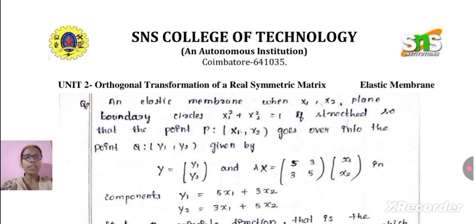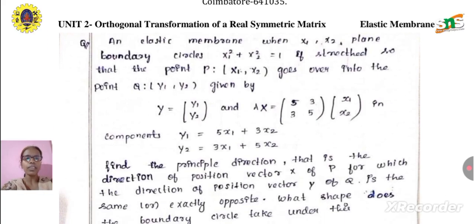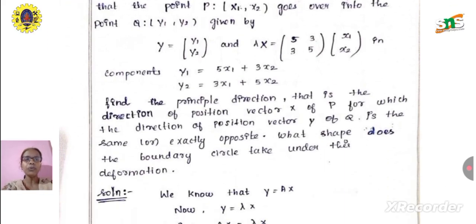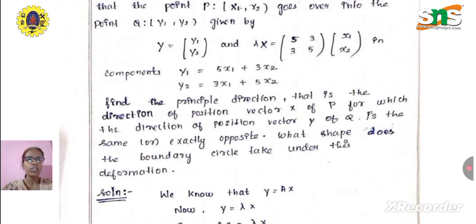so that the point P goes over into the point Q, which is nothing but y1 y2, given by y as a column vector, y equal to Ax, where A is nothing but 5 3 3 5, and x is, as we already know, a column vector containing x1 and x2. In the components, y1 equal to, just multiply these two matrices, we are going to get the form 5x1 plus 3x2. The second thing is 3x1 plus 5x2.